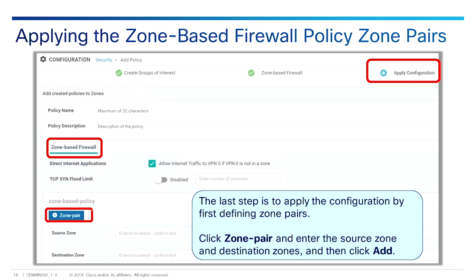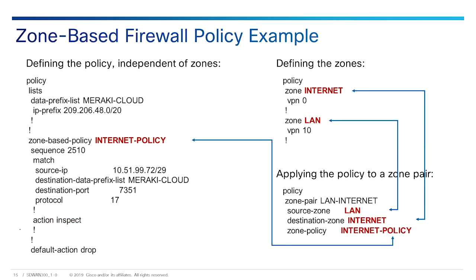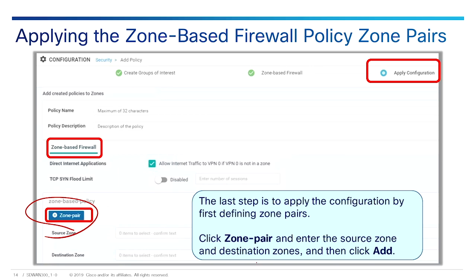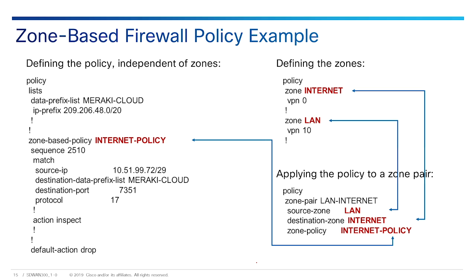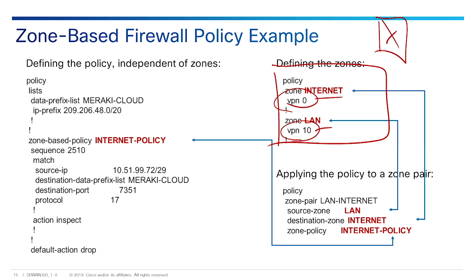Basically, the last stop is that we have to create our zone pairs, pairs of VPNs. So we click zone pairs, and then we can create zone pairs and enter the source and destination zones. Here we're defining our zones. We have a zone for internet and a zone for LAN, and a policy here can contain one or more VPNs. In this case, we're saying VPN 0 is our internet zone, and VPN 10 is our LAN zone. So if we had LAN, internet.